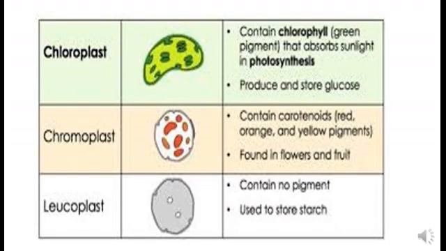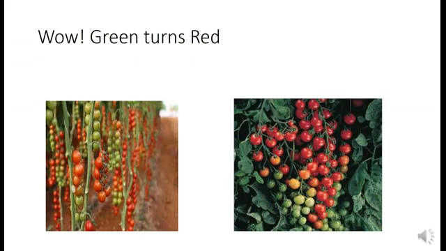Now I mentioned three important plastids. Chloroplast contains chlorophyll that absorbs sunlight in photosynthesis, and it prepares food in the form of glucose and stores it. Chromoplast contains red, orange, yellow pigments. They are found in flowers and fruits. Leucoplasts contain no pigment and are used to store starch.